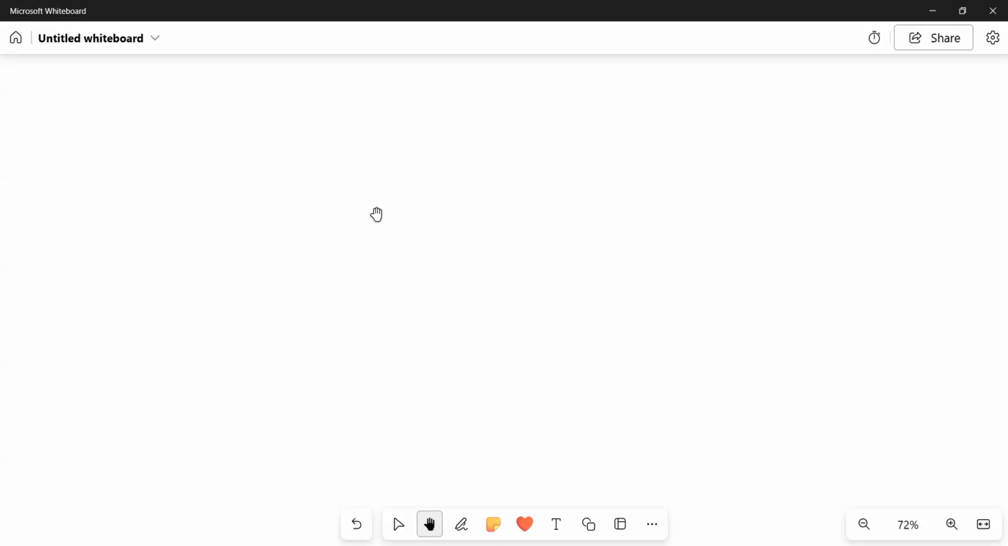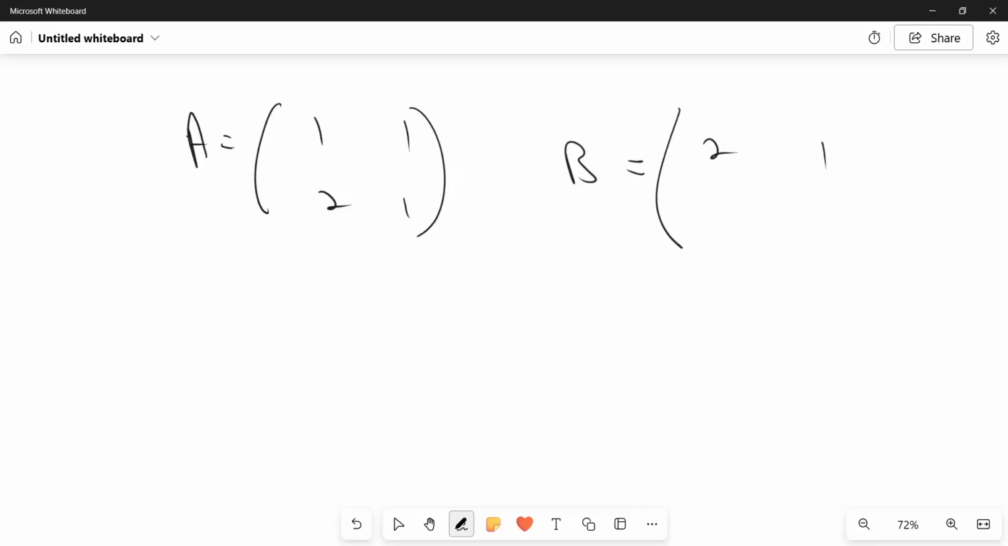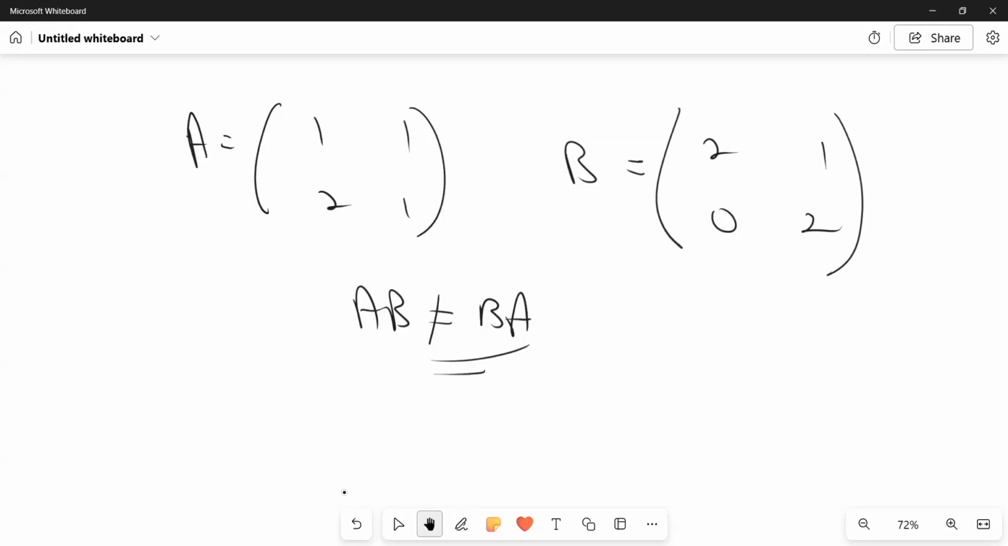And you're going to learn a lot of things. Okay, if you have a matrix, let's say A is equal to the matrix 1, 1, 2, 1, and B equals 2, 1, 0, 2. Let's say that, right? You will find out that AB is not equal to BA. In a lot of cases, in most cases, that's not true. Unlike in algebra, when you multiply 2 by 3 and 3 by 2, you get the same answer. But you will find here that AB is not equal to BA.